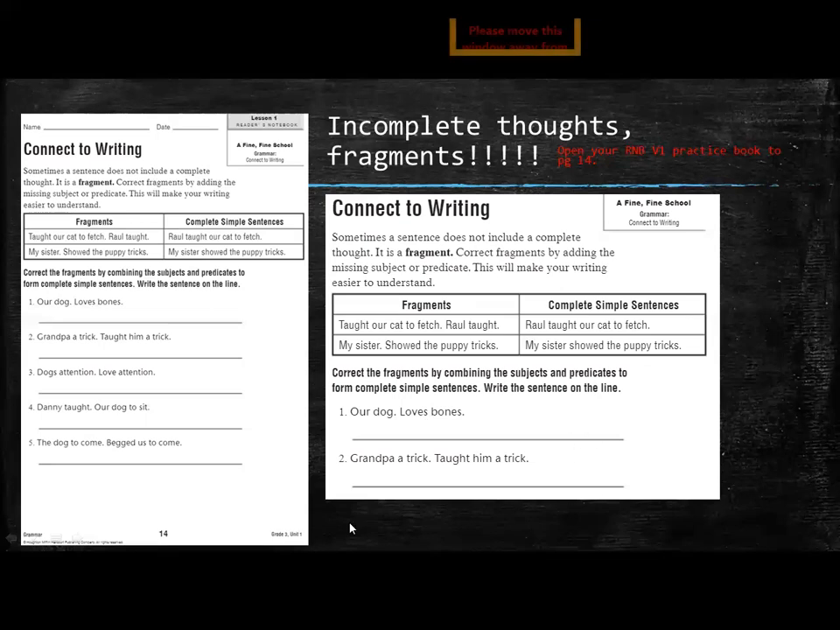I'm going to do the first two for you, and then you're going to do these three yourself. Let's get started. So let's read. Our dog, full stop, loves bones. Okay, there's a period here. Oh, I don't know, that was required. Let's try to fix this. Our dog loves bones. So I've combined the subject with the predicate.